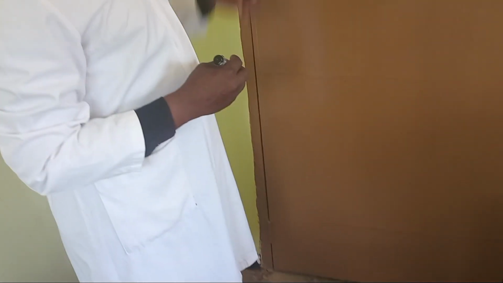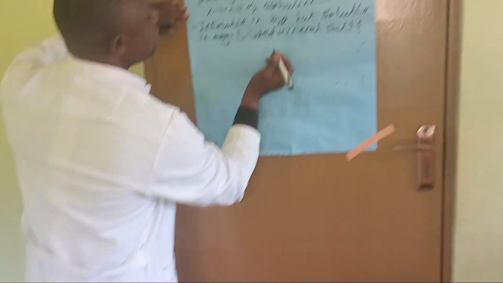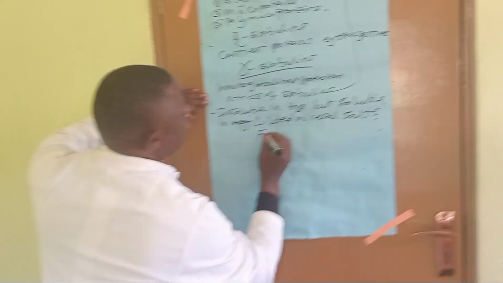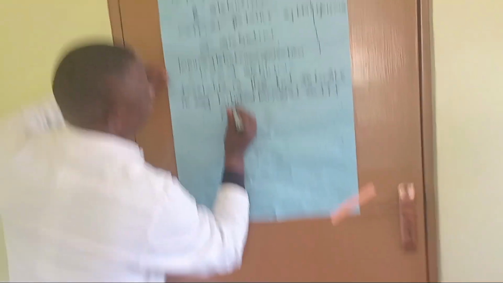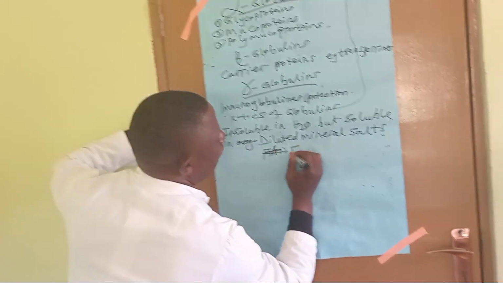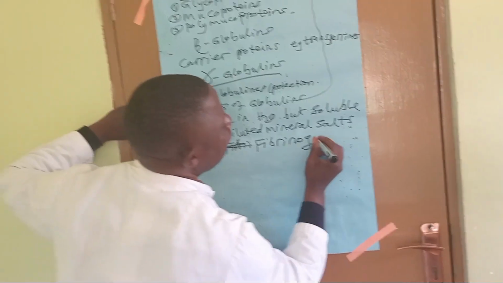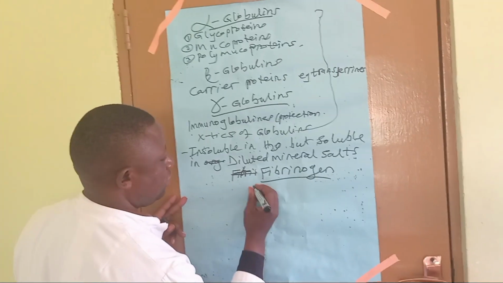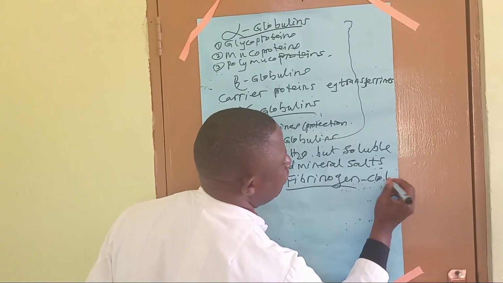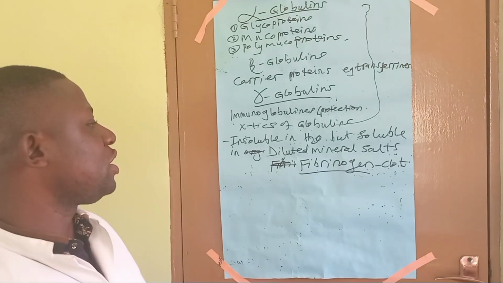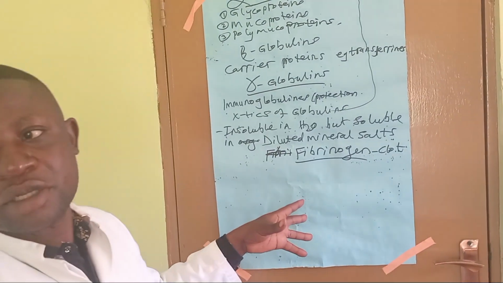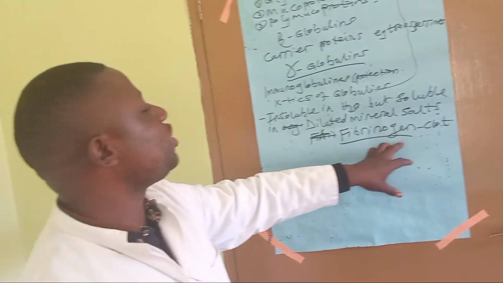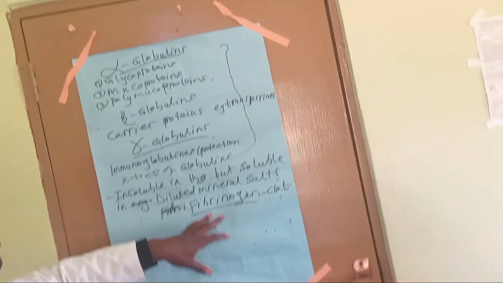So the next plasma protein we are having is the fibrinogen. This one is responsible for making a clot. These ones make a clot, so they help us in wound healing. So they help us to make a clot.